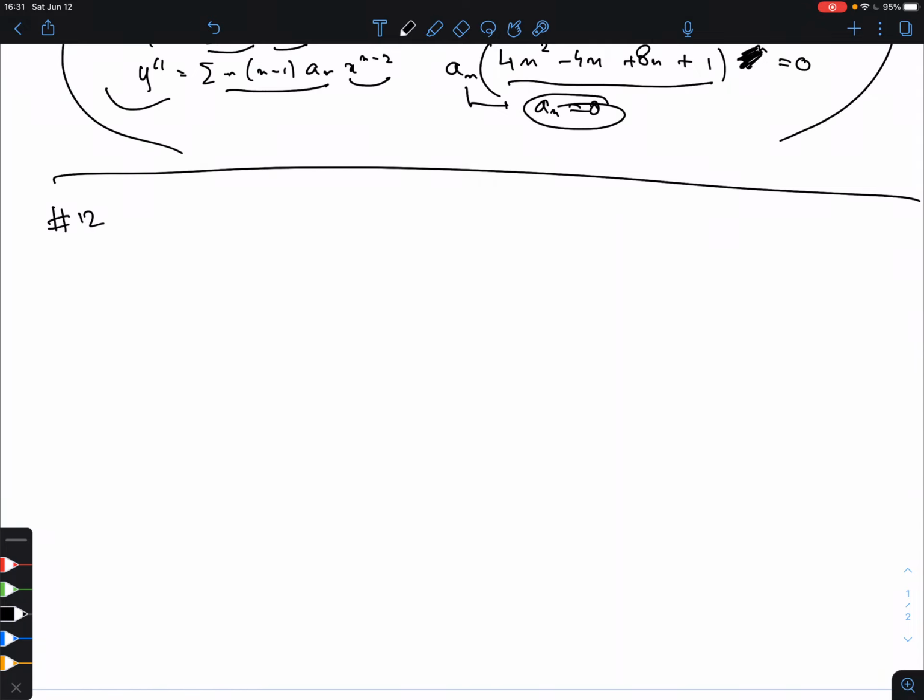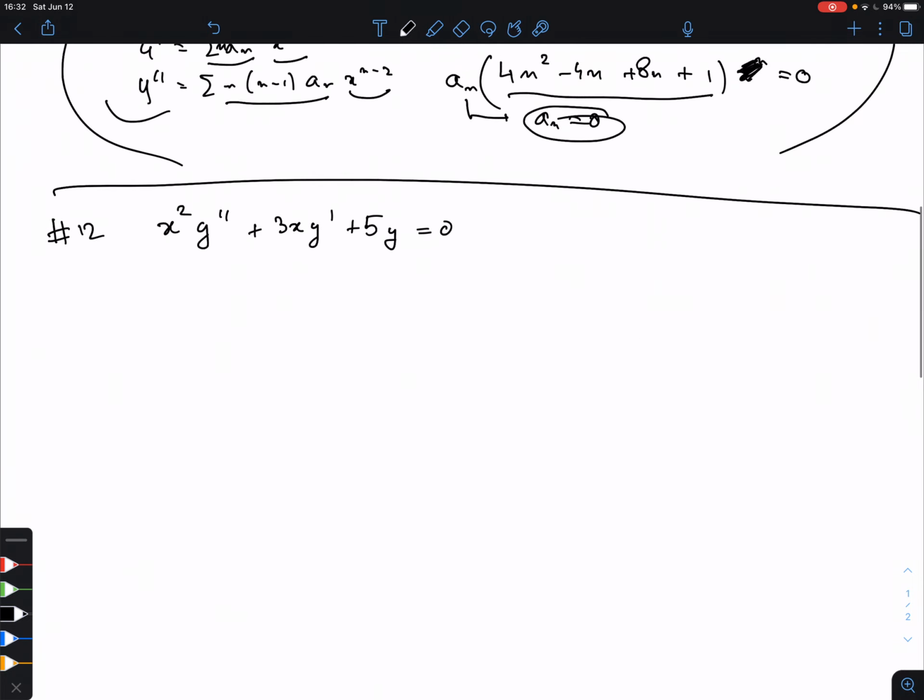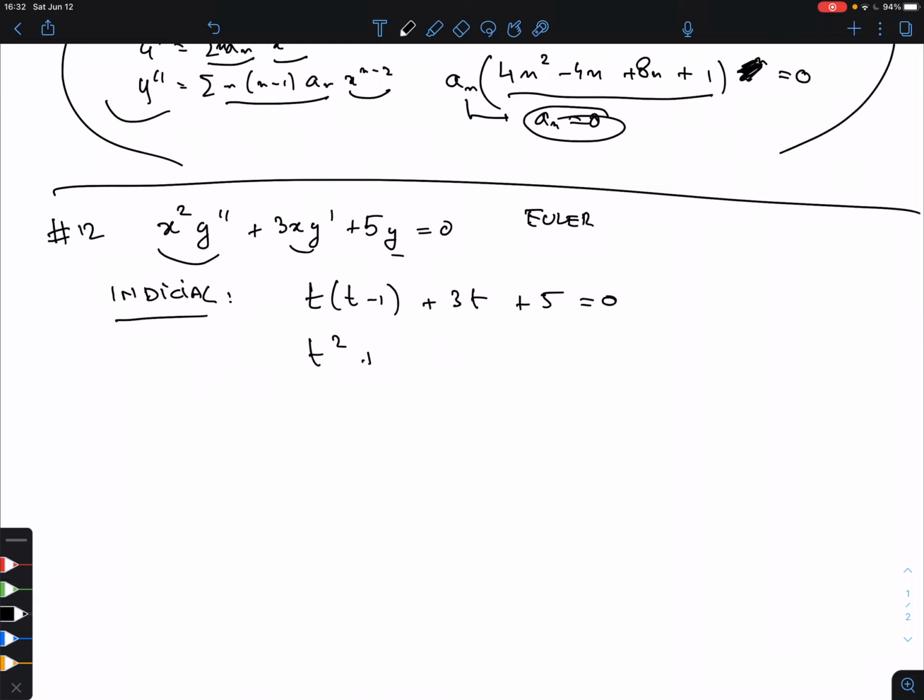Okay, let's look at the second case so that we have done both. The first case, the positive discriminant, I have not done, but for number 12, if I'm not mistaken, that is x squared y double prime plus 3x y prime plus 5y equals 0. That's what I said, 12. Again, this is an Euler equation, which of course we should check. So the initial polynomial is t times (t minus 1) plus 3t plus 5 equal to 0. So t squared minus t plus 3t, that's plus 2t. I've done this in my head, I hope that's okay.